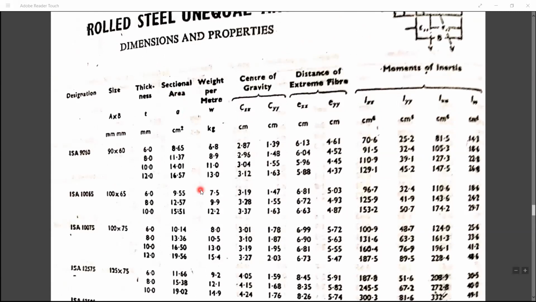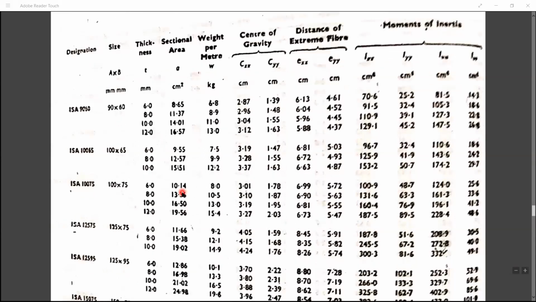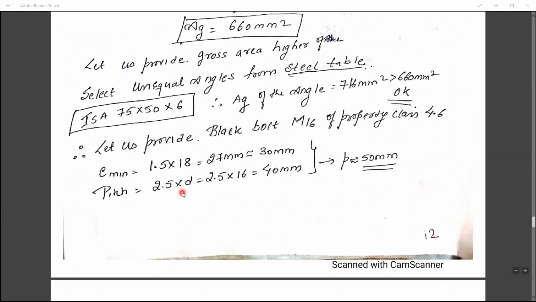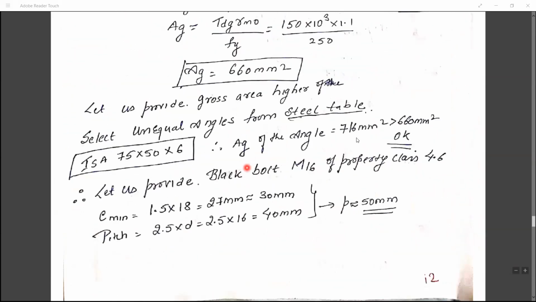So what is 660? You should not take more than that, and you should not consider 8.17 or less than that also. You should take intermediate values somewhere near this. In my steel table, I am getting 716 mm square, which is greater than 660 mm square. So this section you can adopt.